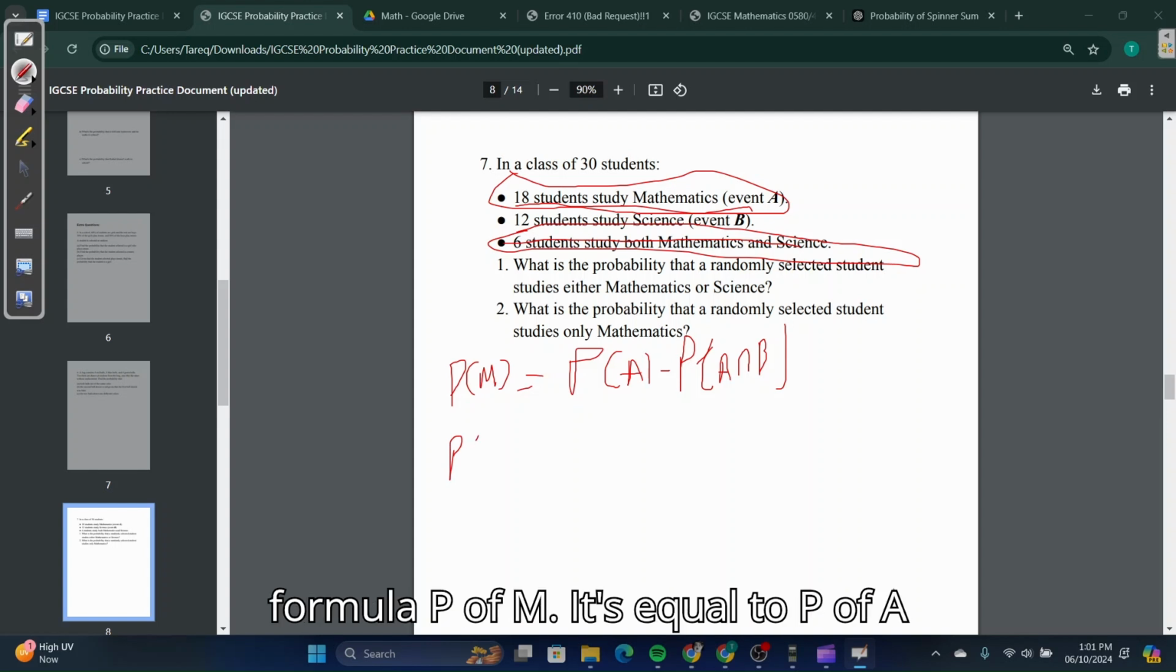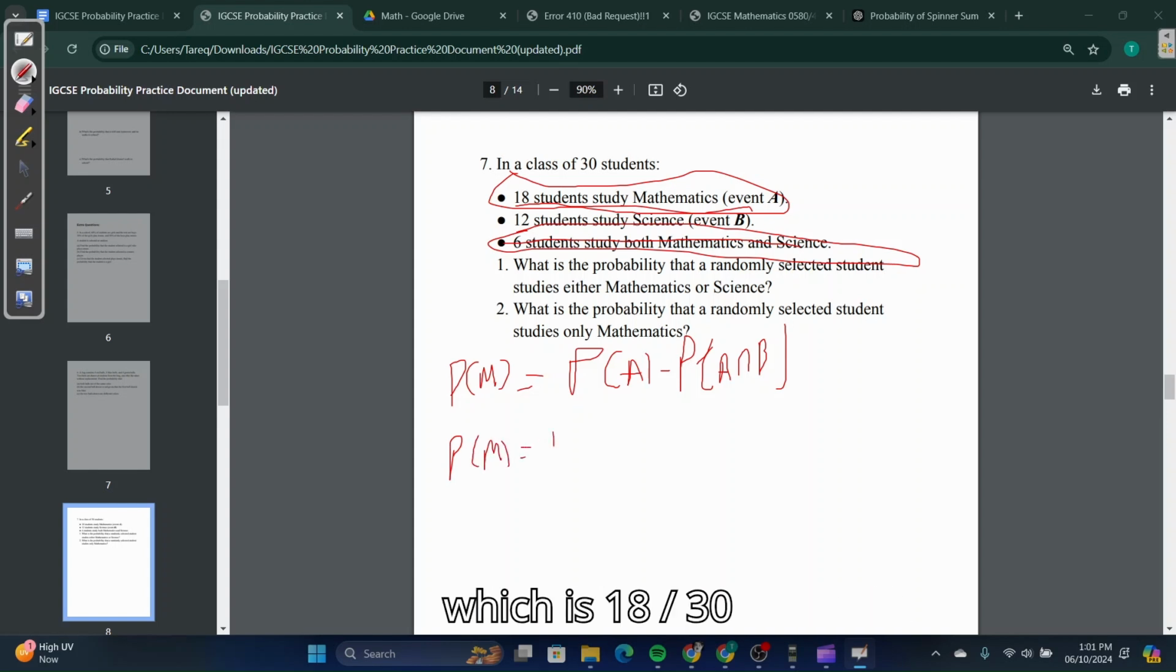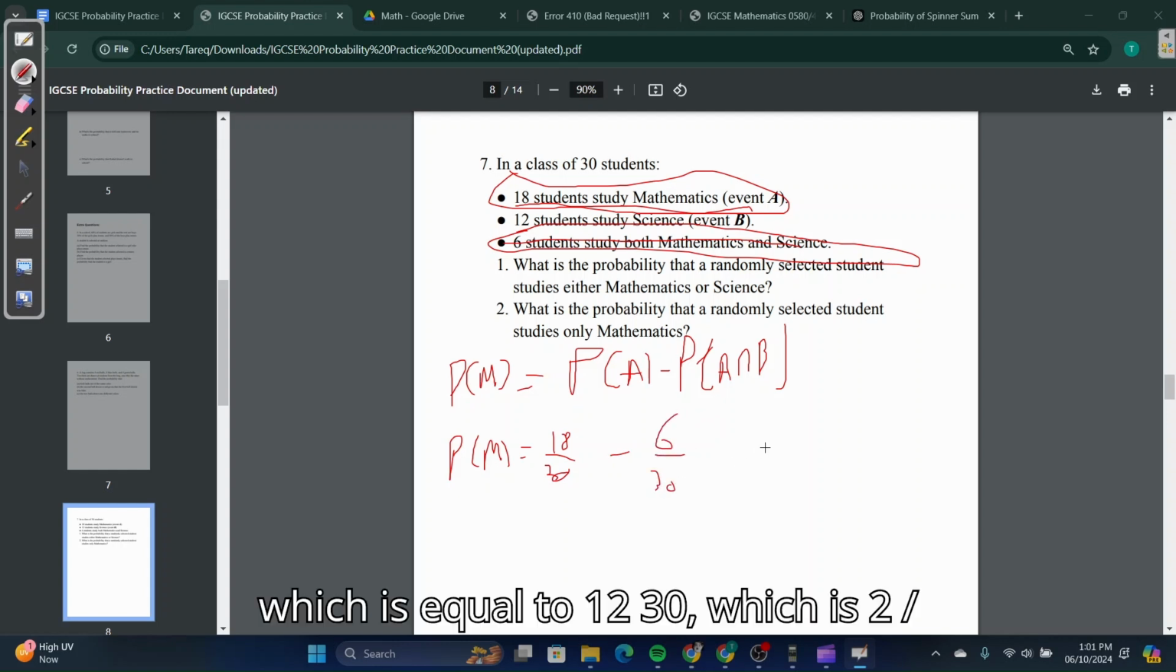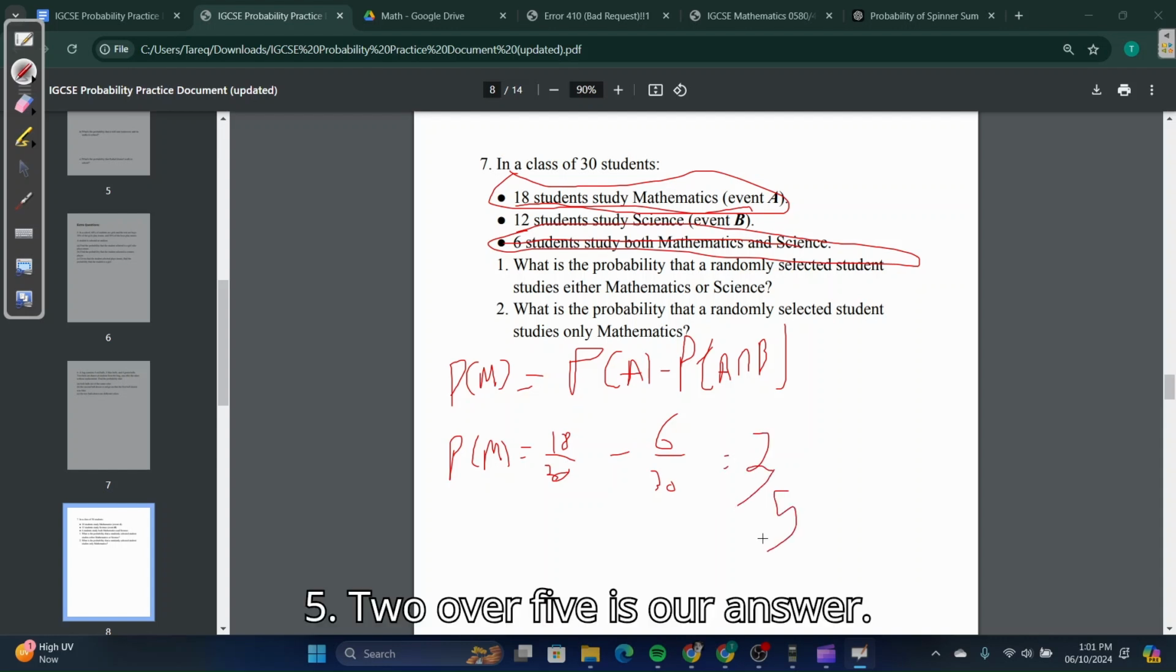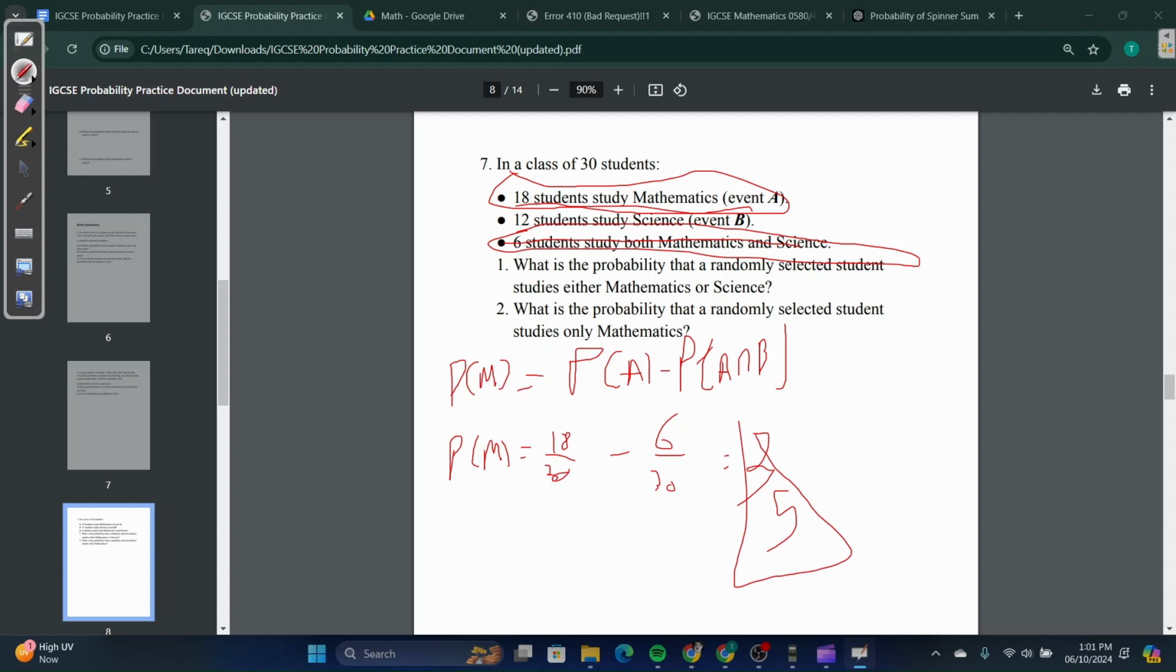So we're gonna do this formula: P of M is equal to P of A, which is 18 over 30, minus 6 over 30, which is equal to 12 over 30, which is 2 over 5. 2 over 5 is our answer.